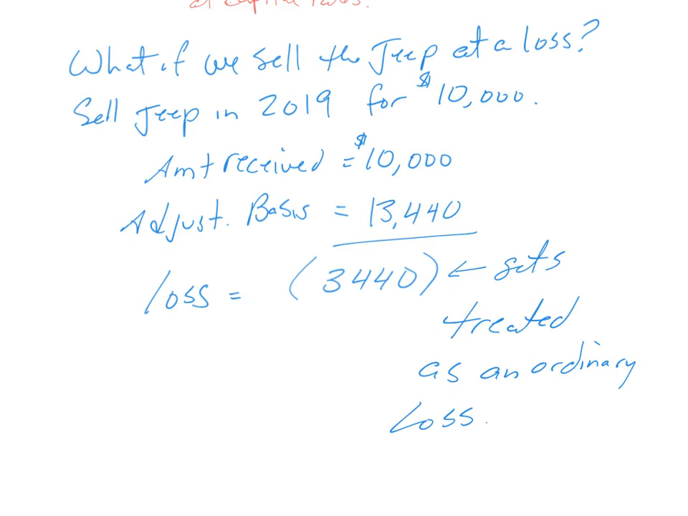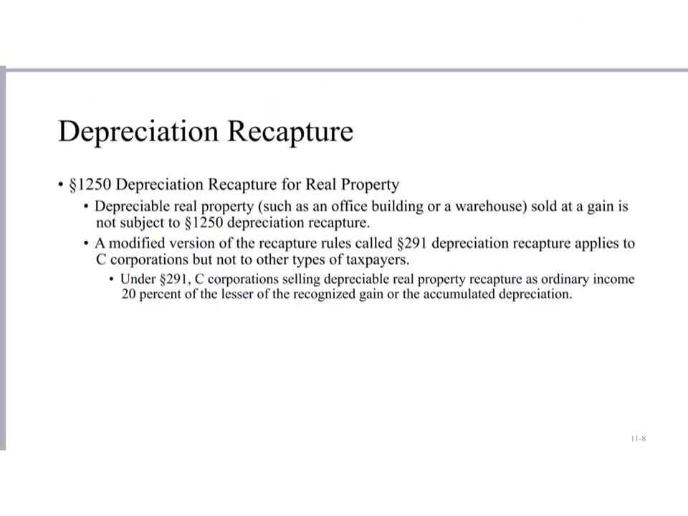All right, let's talk briefly about Section 1250 property. Okay, so Section 1250, there used to be depreciation recapture for real property. That has pretty much ended, except for in the case of C corporations. And in C corporations, it's called Section 291 depreciation now, because there's a different code section that talks about it. And so it's a very specific rule.